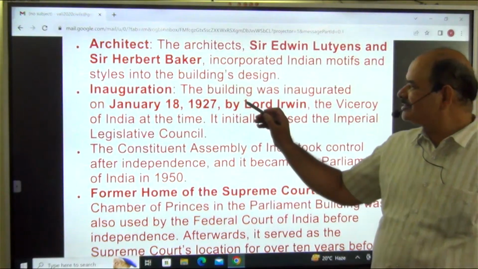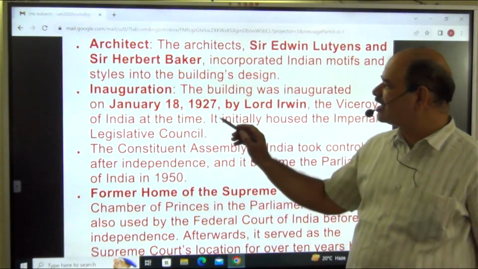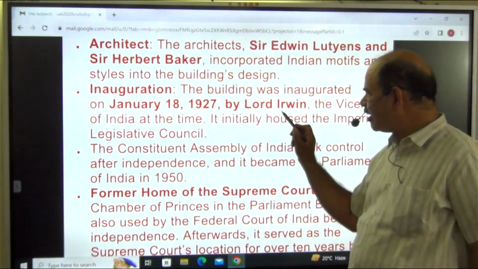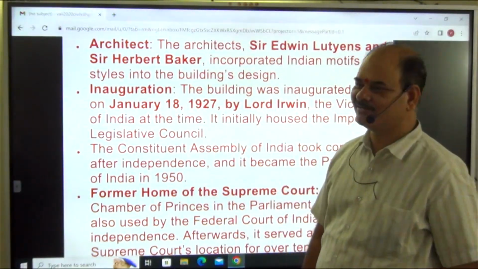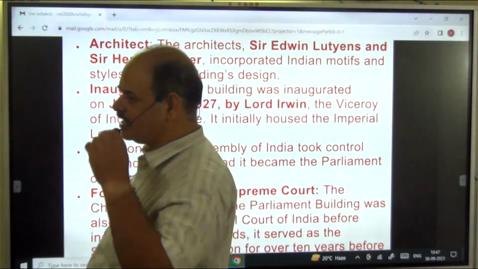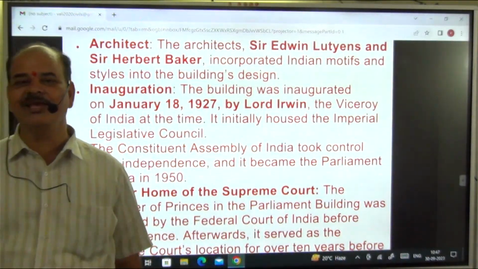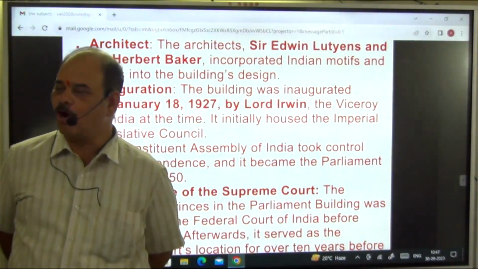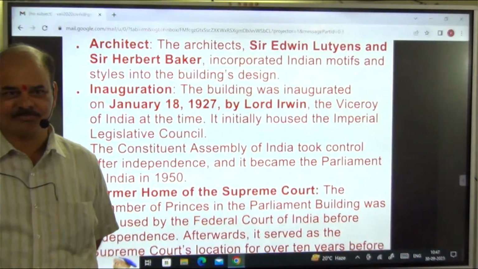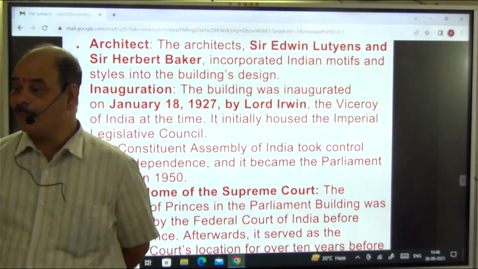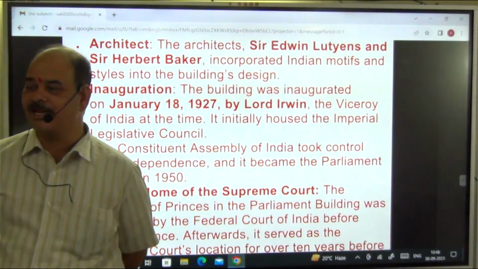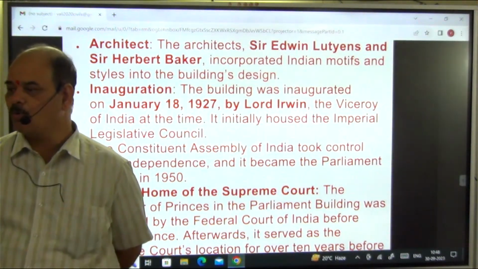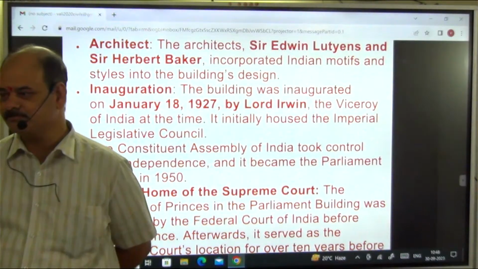Inauguration. The building was inaugurated on January 18th, 1927 by Lord Irwin. Everybody knows about Lord Irwin because he is famous for the Gandhi-Irwin Pact. And what is the nickname of Lord Irwin?